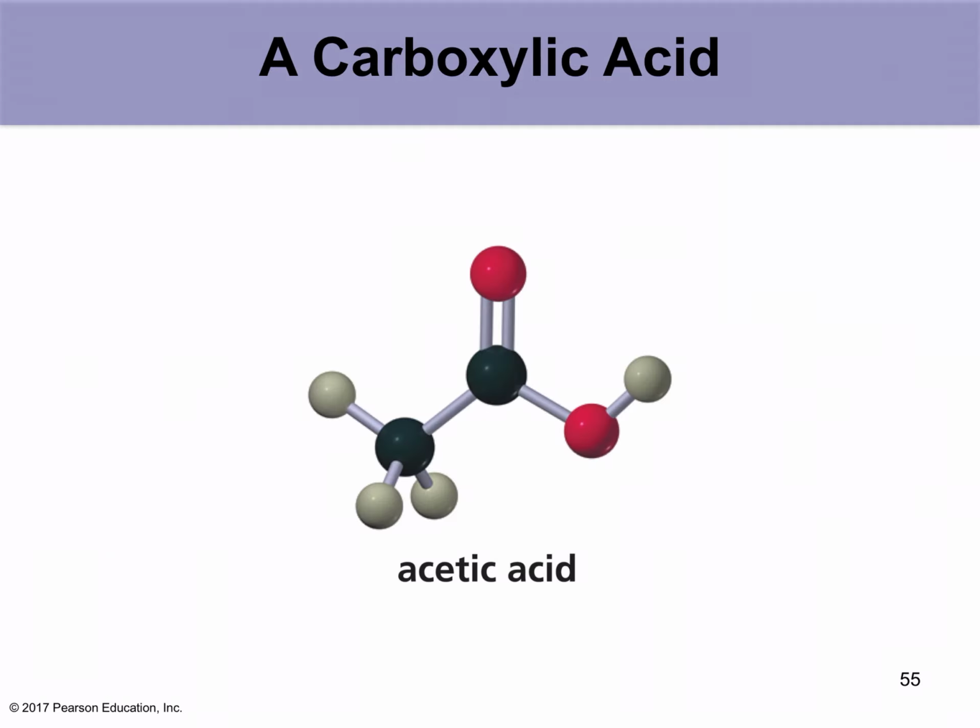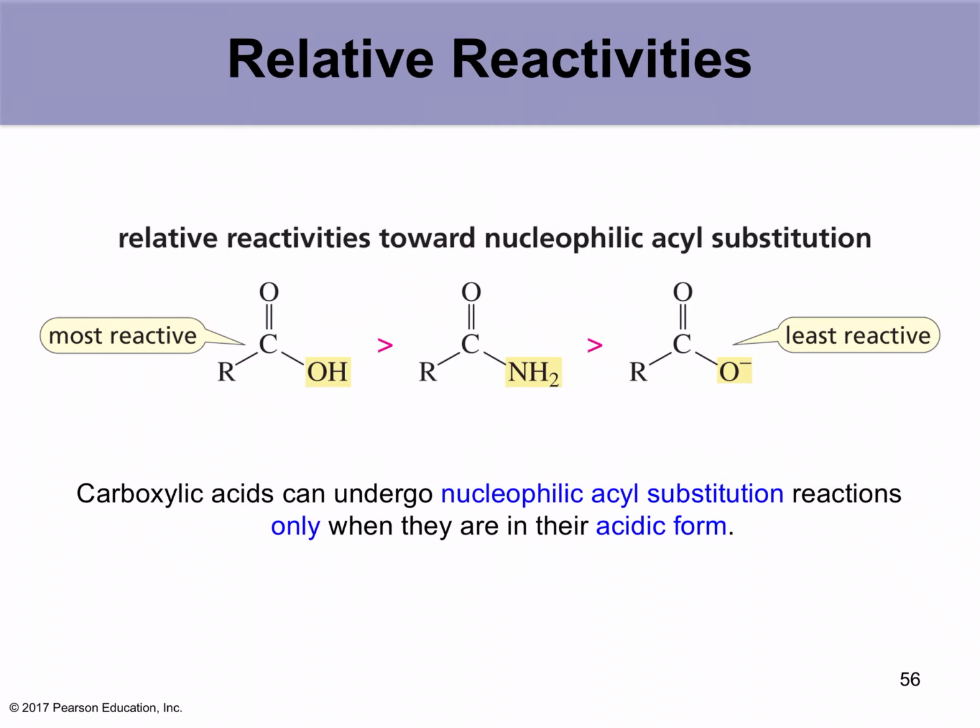Okay, so this is a carboxylic acid, and in fact this one is acetic acid. If you look at the relative reactivities towards nucleophilic acyl substitution, so most reactive is going to be the carboxylic acid, right? Then you have the amide, and then once the hydrogen is lost, you have a carboxylate anion. This would be least reactive.